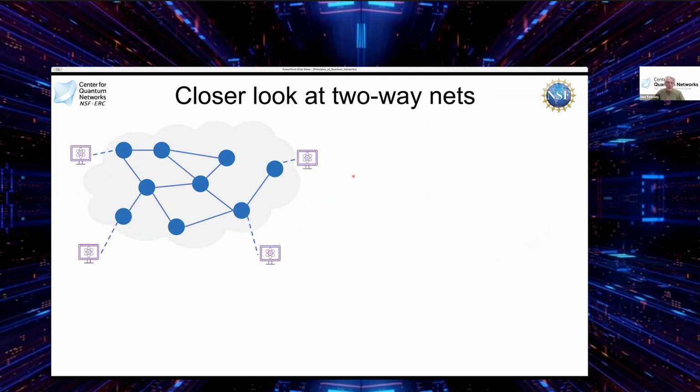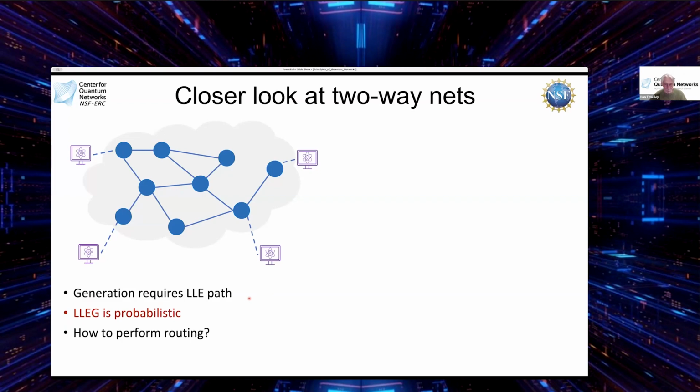Okay, so let's look more closely at a two-way net. In order to generate, let's say, a Bell pair between two destinations, we need to generate a path of links, and we need to generate the Bell pairs across each of those links. And we know that link level entanglement generation is probabilistic. And so that brings up the question of how to perform routing.